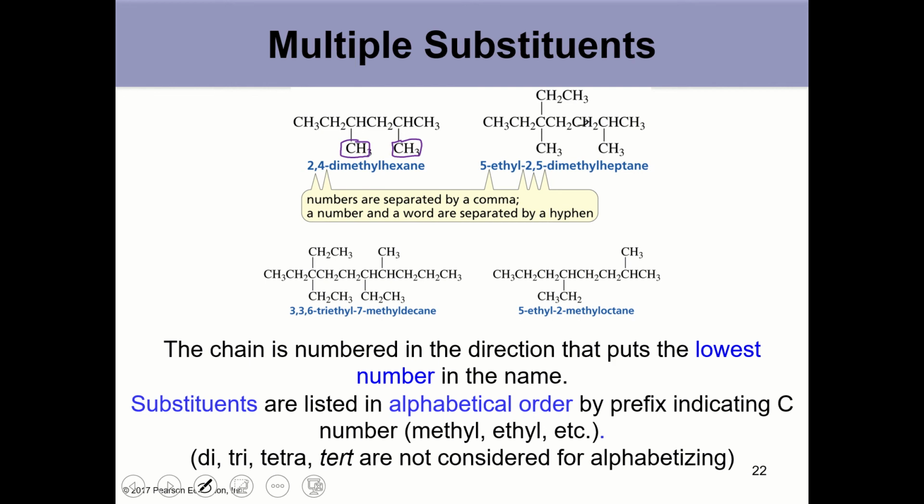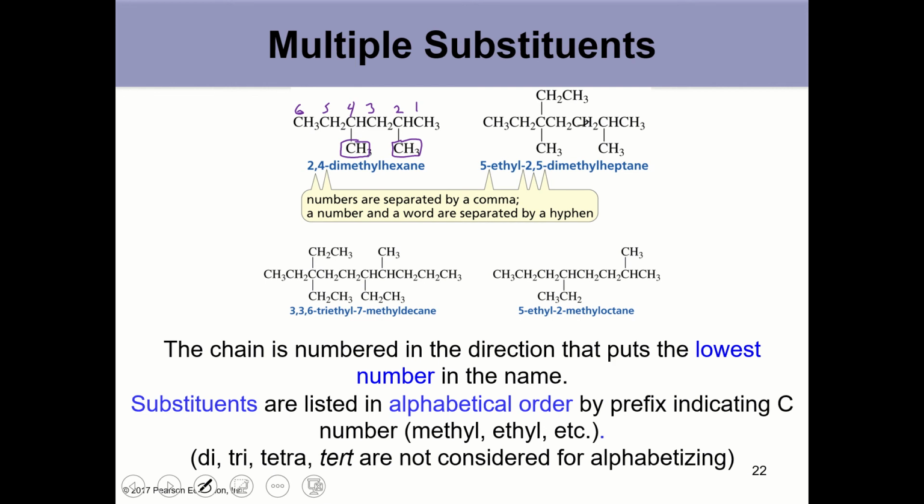So in this case, I have numbering from the right to the left. We have 1, 2, 3, 4, 5, 6. We have a methyl at carbon 2 and a methyl at carbon 4. Instead of writing 2-methyl, 4-methyl, it's shorter to write 2,4-dimethyl, and the 2 and the 4 tell you that you have a methyl each at 2 and 4.